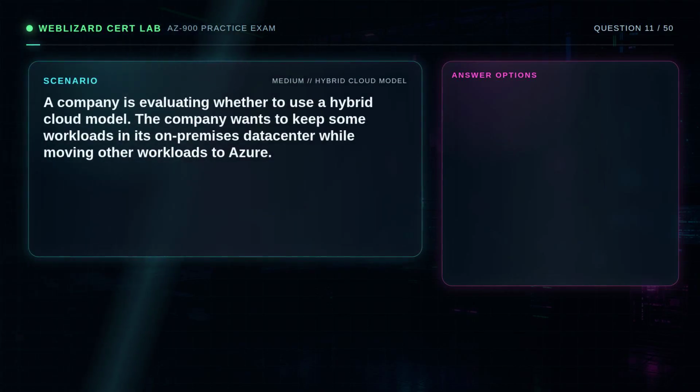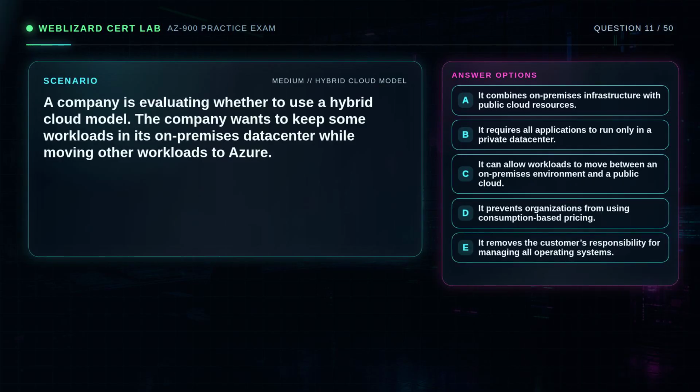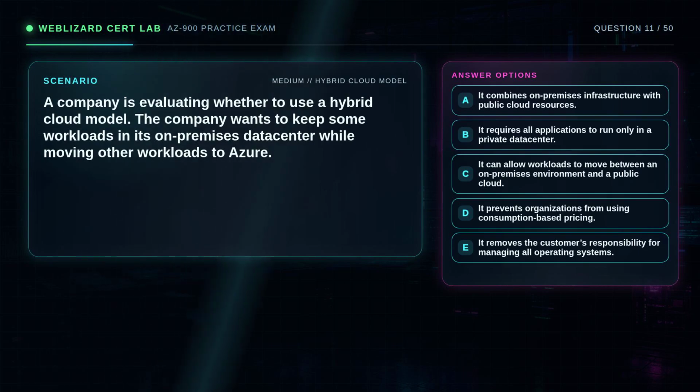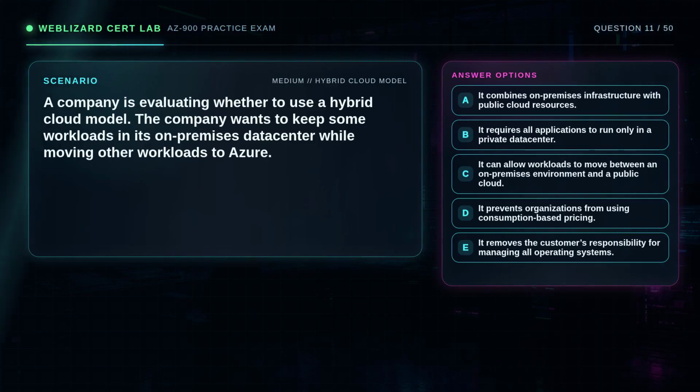Question 11. Select two correct answers. A company is evaluating whether to use a hybrid cloud model. The company wants to keep some workloads in its on-premises data center while moving other workloads to Azure. A. It combines on-premises infrastructure with public cloud resources.